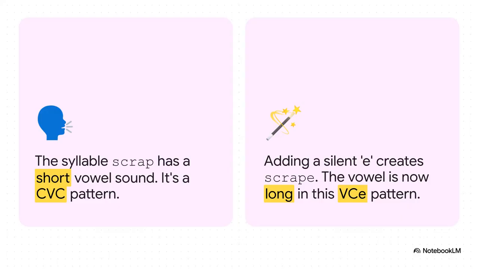Okay, check this out. It's amazing how one tiny change can make a huge difference. So you have the word scrap, right? That's a classic CVC syllable, and it has that short a sound. But watch what happens when we just add a silent E to the end. Bam! It transforms into a VCE syllable, and that vowel magically becomes a long A sound. Scrap turns into scrape. That silent E is a seriously powerful little letter.